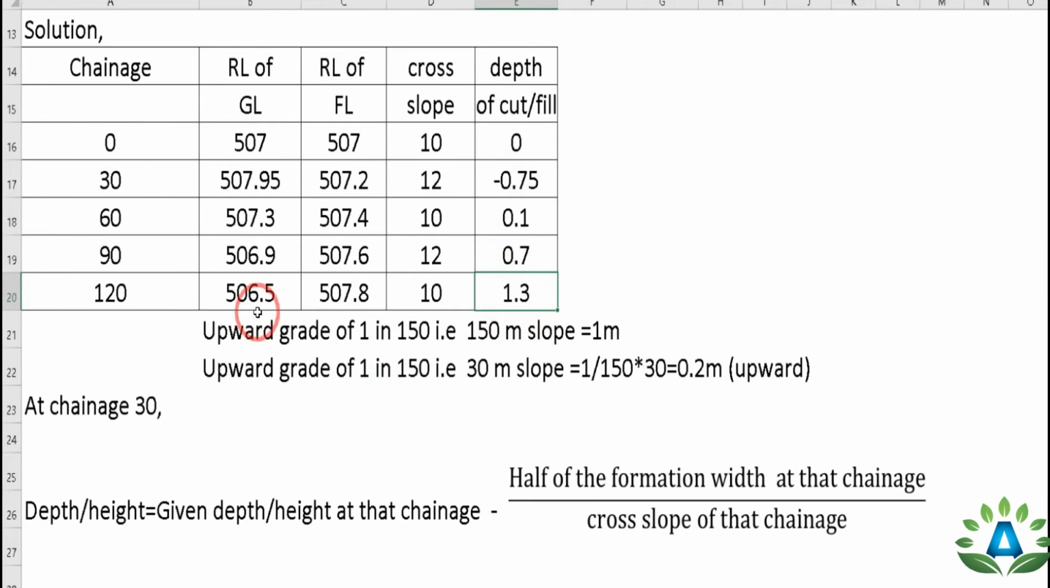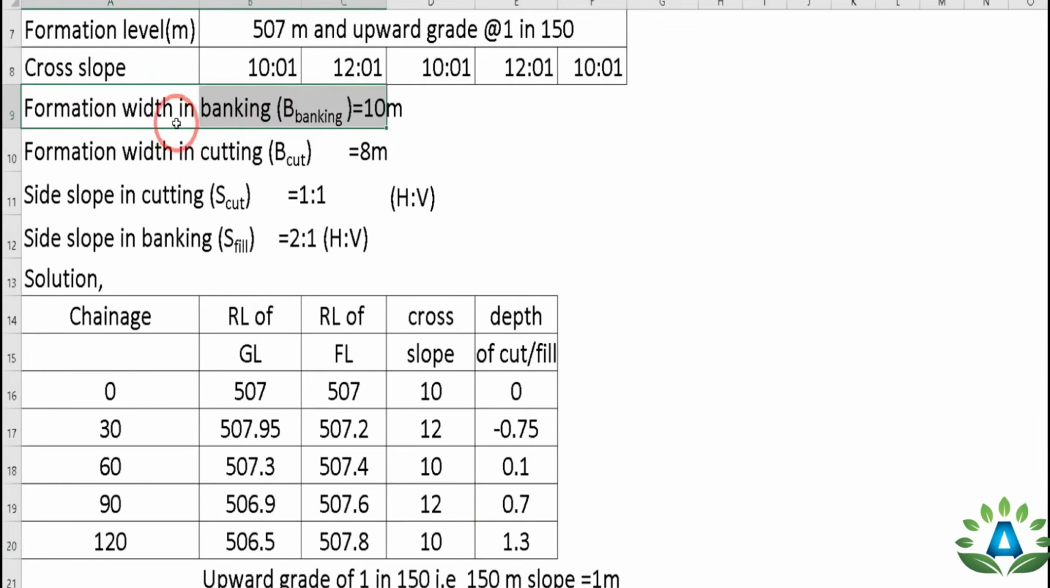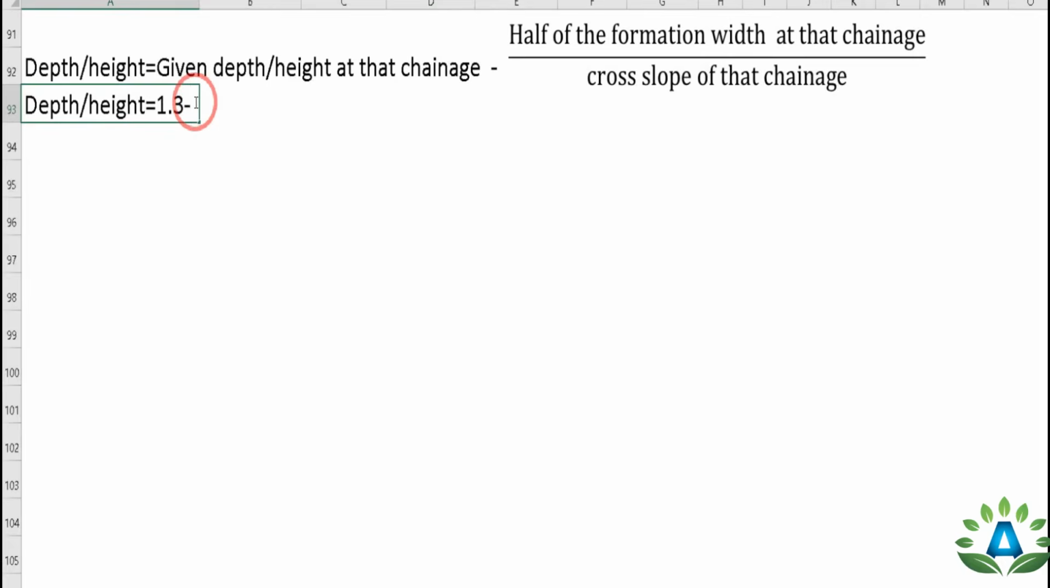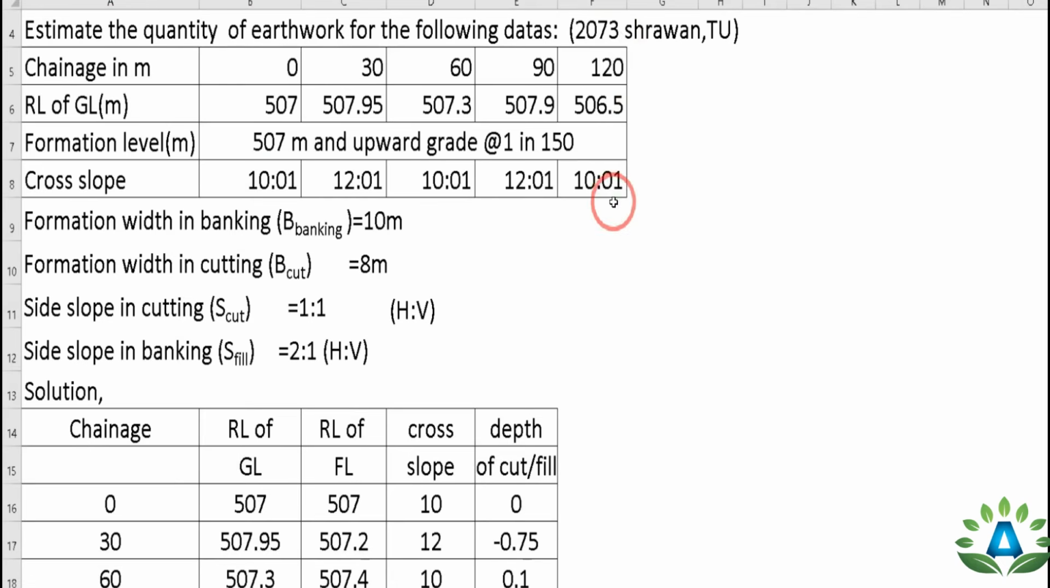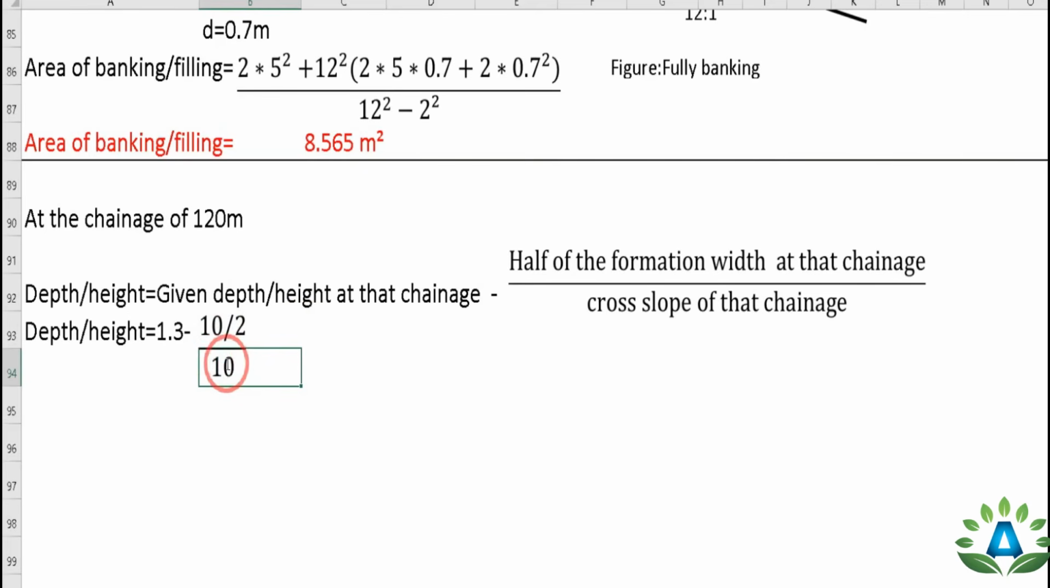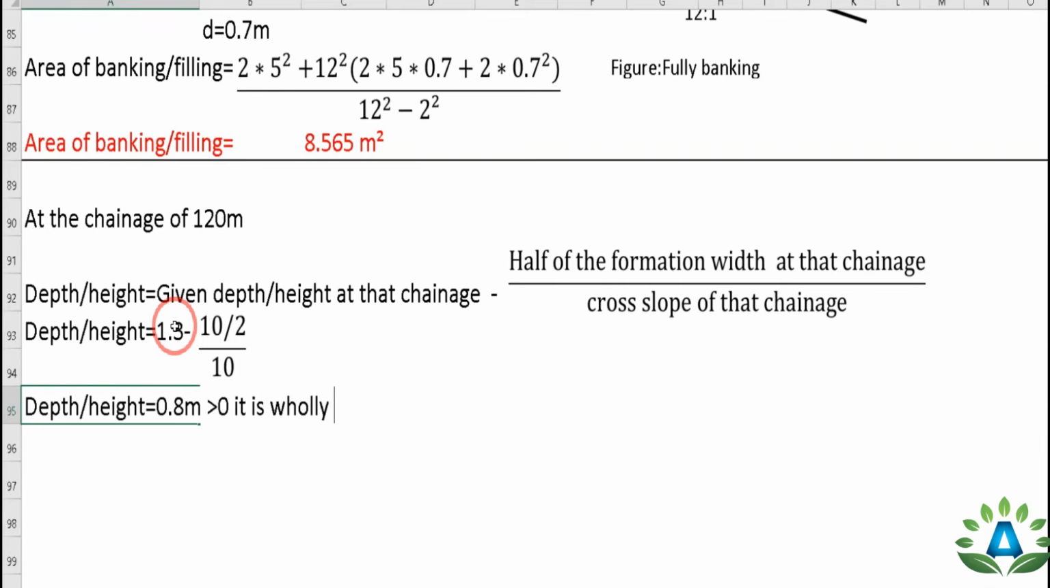So we are going to use the formation width of banking portion. We need to find out the half of the formation width of banking, so we need to use 10 by 2. I can simply write as 10 by 2 and the cross slope equals 10. So here we have this R equals 10 and we get its value as 0.8 meter. So it means that it is wholly in banking portion because we have already said that we have this as the depth of the fill. So when we have the depth of the fill, then we will easily get the wholly banking portion.